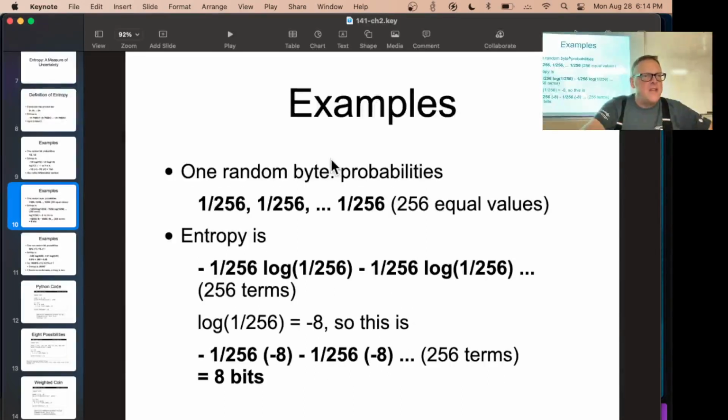If you have a random byte with all 256 possible values, then you have 256 possible values, each with a probability of 1 over 256. So if you do that, it's going to give you 256 terms that are 1/256 times minus 8, that's going to add up to 8 bits, just like it should. So a random byte has got 8 bits of information in it.